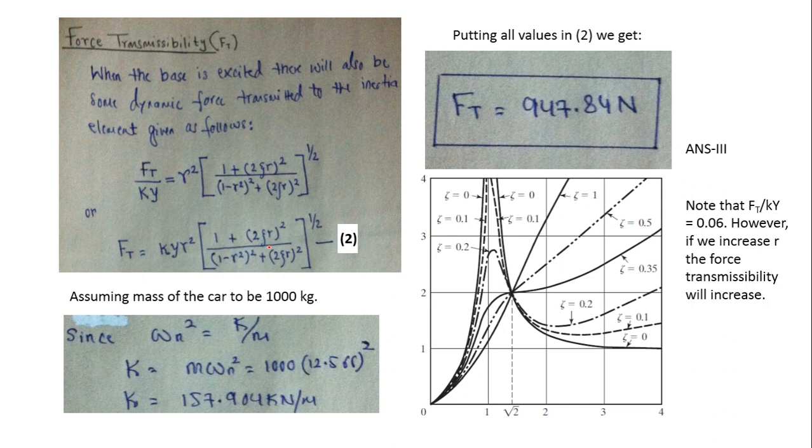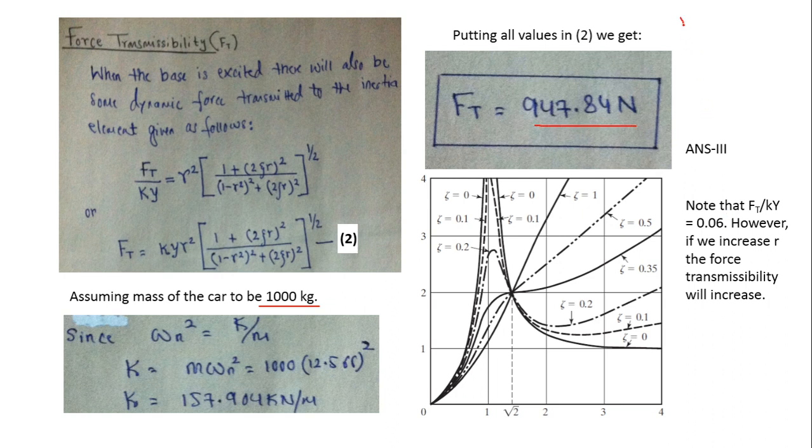In this expression, everything is known to us. Zeta, r is known to us, Y is known to us, that is the amplitude of vibration of the base excitation. K is unknown, so we assume the mass of the car to be 1000 kilogram, and by using the formula of natural frequency we can estimate the value of K, 157.904 kilonewton per meter, and by putting all the values in equation number 2 we will be able to find the value of transmitted force, that is 947.84 newton.